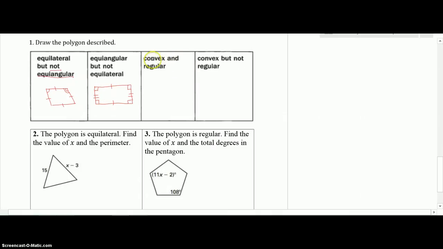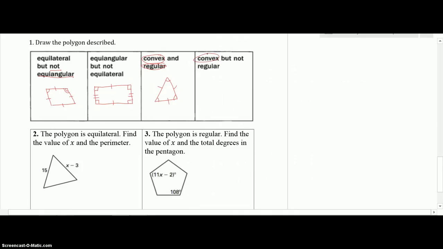Okay, next one, convex and regular. Convex means that everything has to point out. Regular means that all of the angles and the sides have to be equal. I'm going to do something as simple as a triangle. Sides are all equal, angles are all equal. Everything points out.